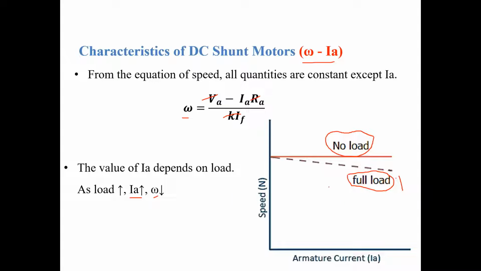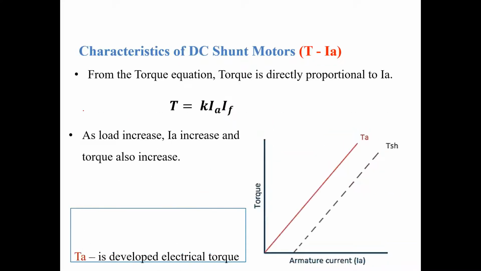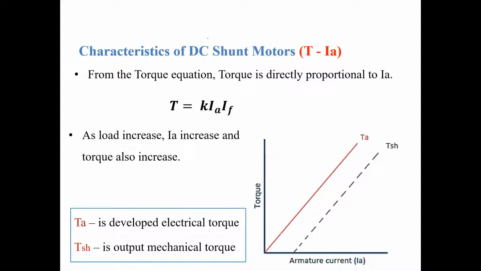So at no load it seems constant, but it's not constant. It usually depends on the load. This is the speed versus armature current characteristics of the DC shunt motor. Now let us see the torque versus armature current characteristics of the DC shunt motor.